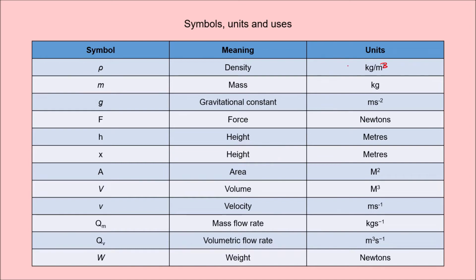So density, kilograms per meter cubed, mass, gravity, and don't forget our gravitational value is 9.81. Force, same as when we did statics, is in newtons, height is in meters. Now I put an H and an X there. Some formulas you'll see will be rho g h and some will say rho g x, but height is always in meters regardless of that. Area, meters squared.